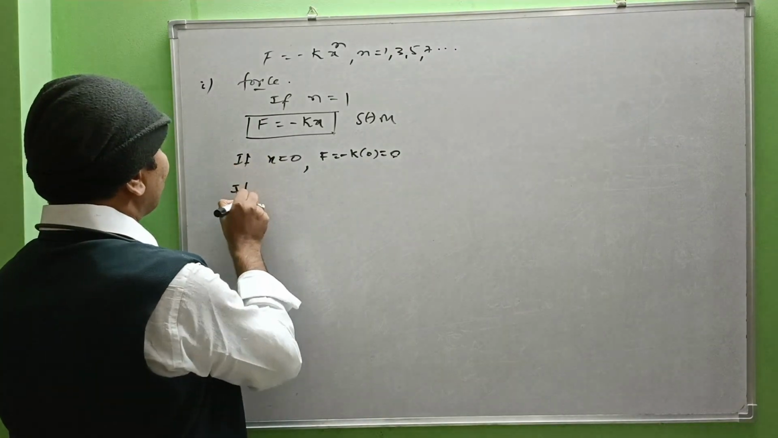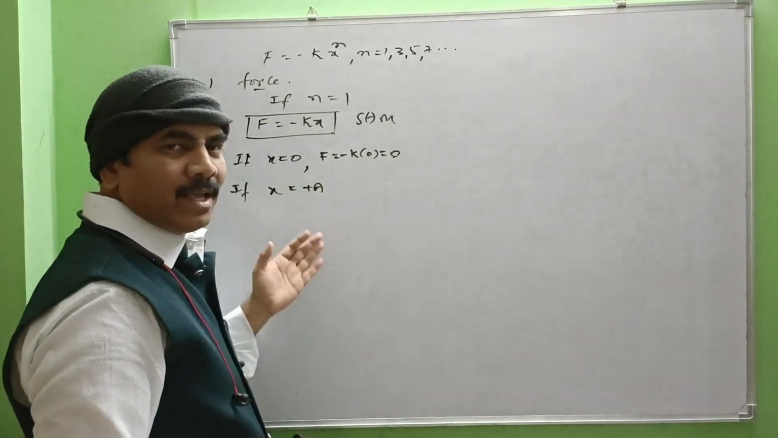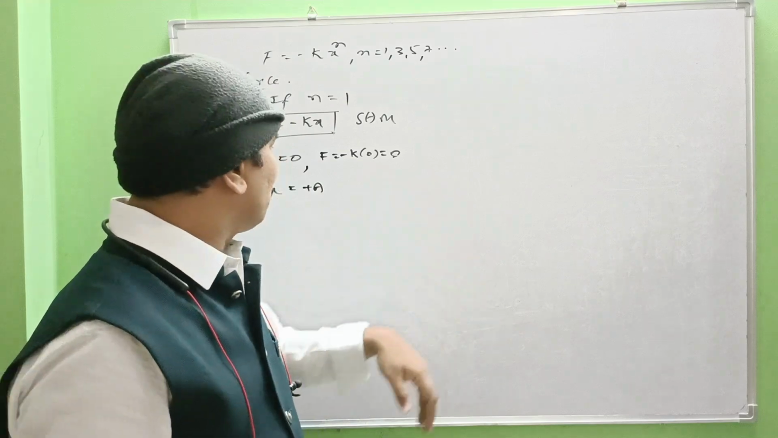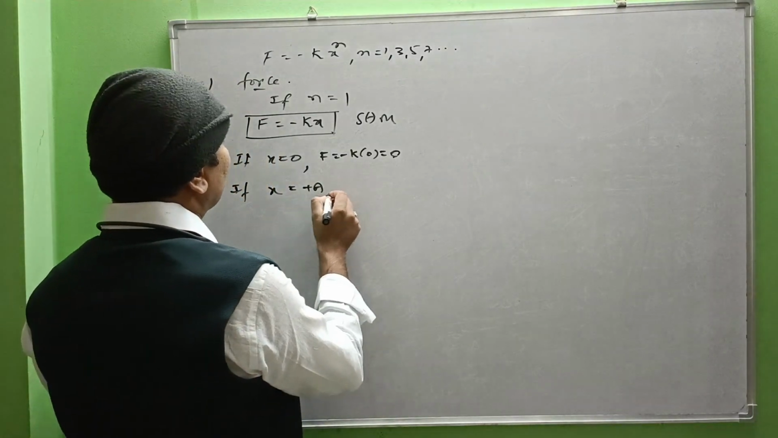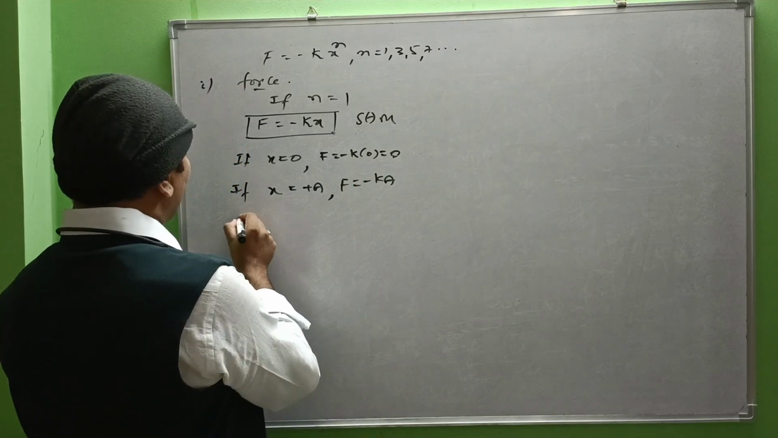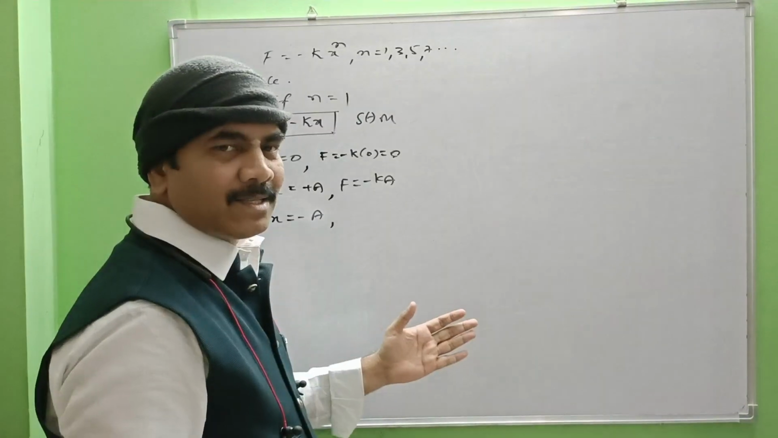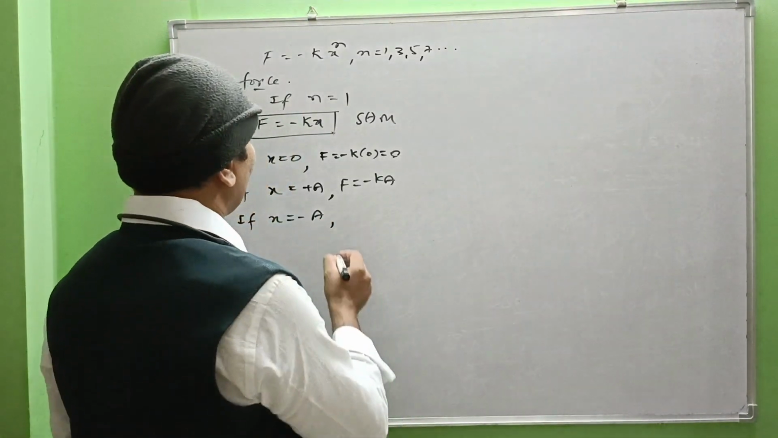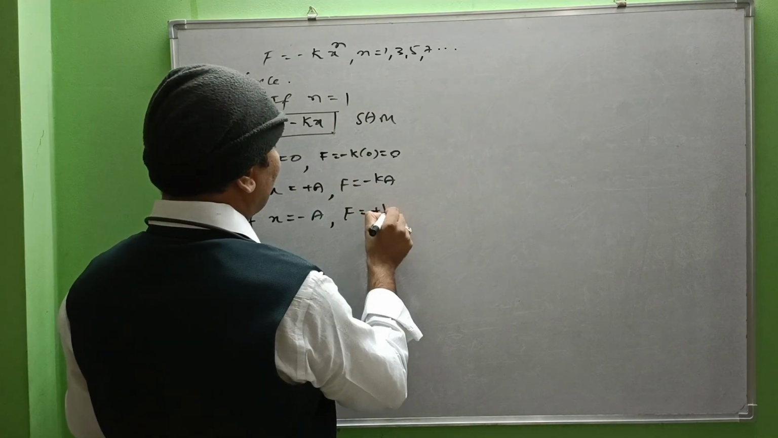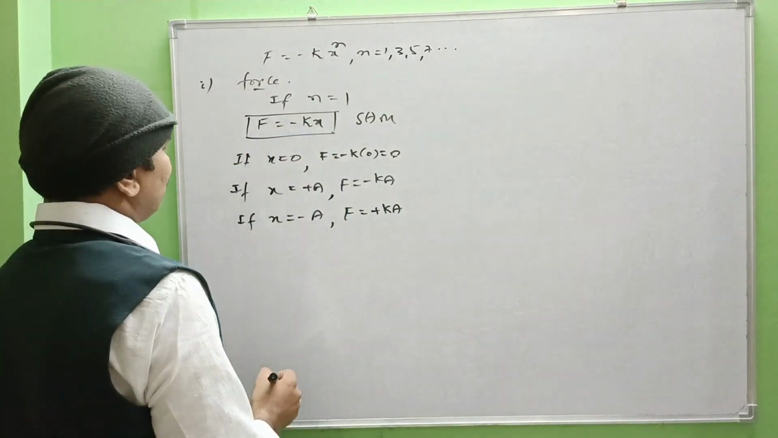Similarly, if x equal to plus a, that means the particle lies at its extreme position towards the positive end, F becomes minus k into a, right? If x equal to minus a, that is when the particle lies at the negative extreme position, then F becomes minus k into minus a, that is plus k a, right?